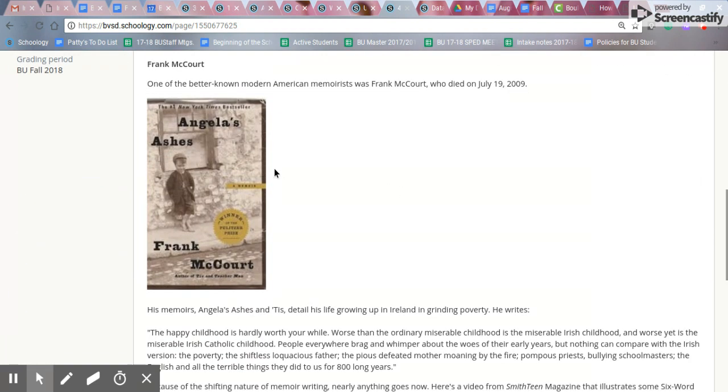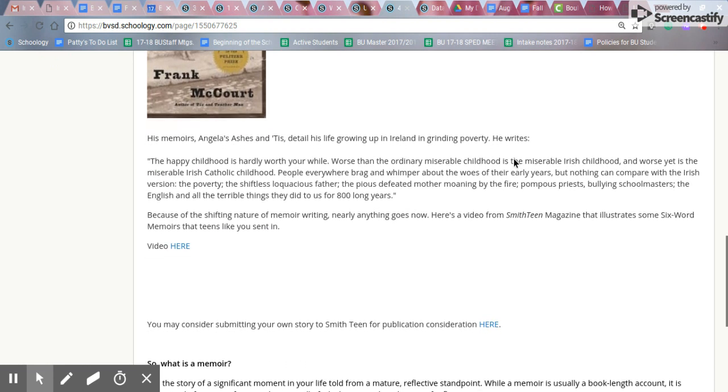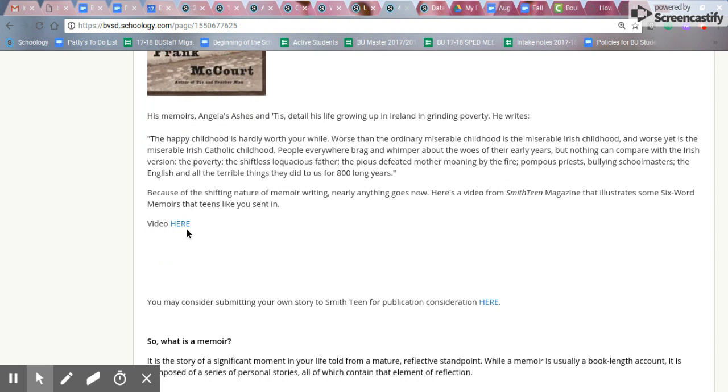You don't have to read Angela's Ashes, but I do have it here. It's an amazing memoir of Frank McCourt's experiences of growing up in an impoverished lifestyle in Ireland in the 1950s, and then coming to the United States and starting a new life and so forth. It's a really, really powerful memoir.